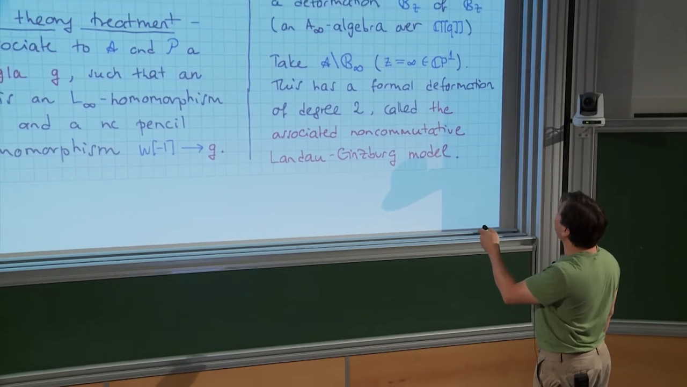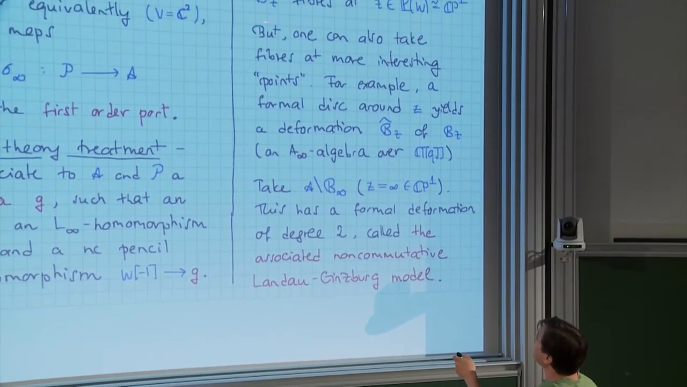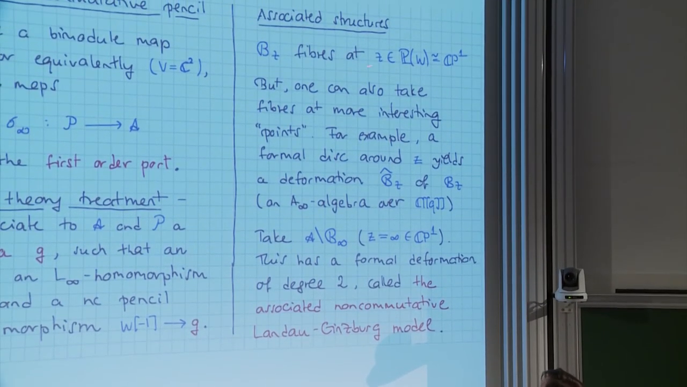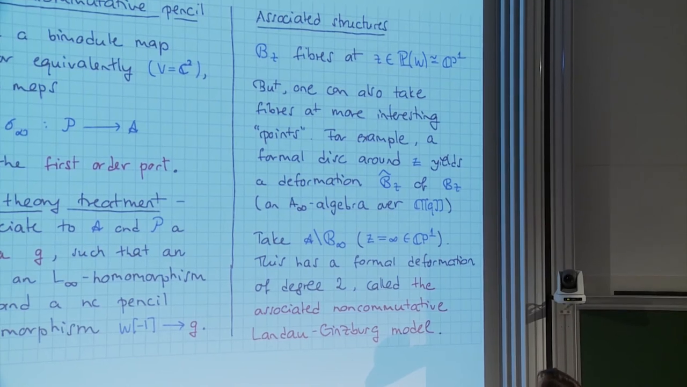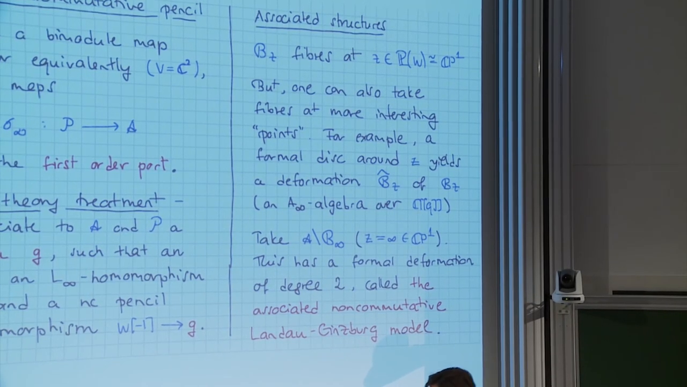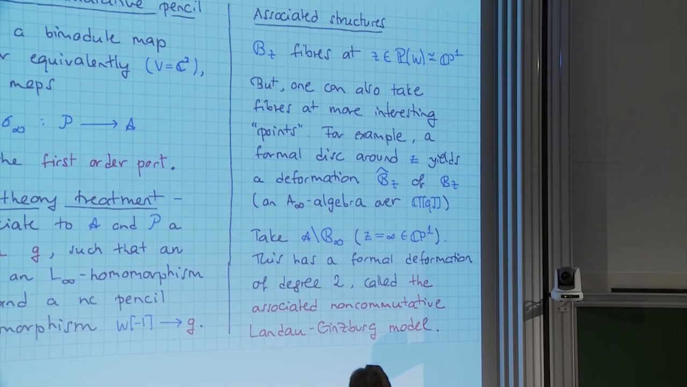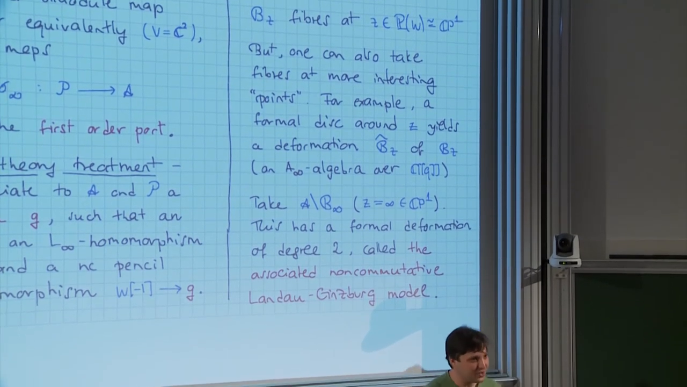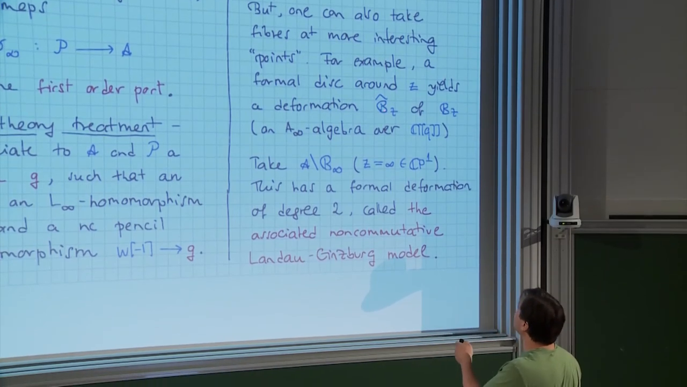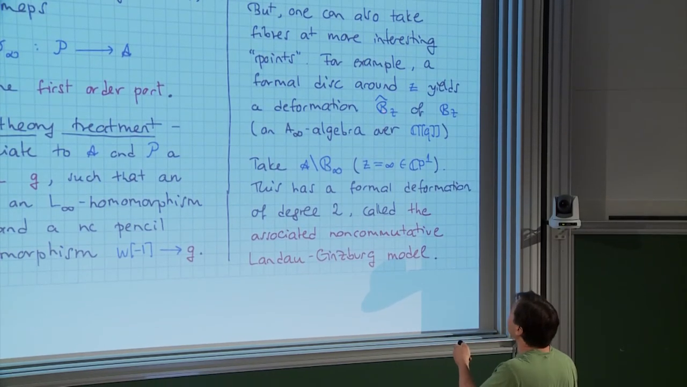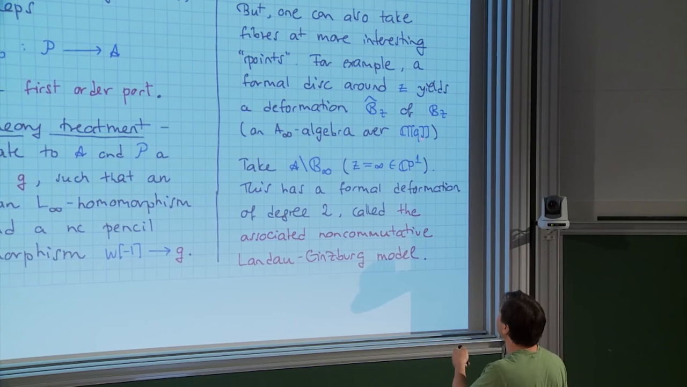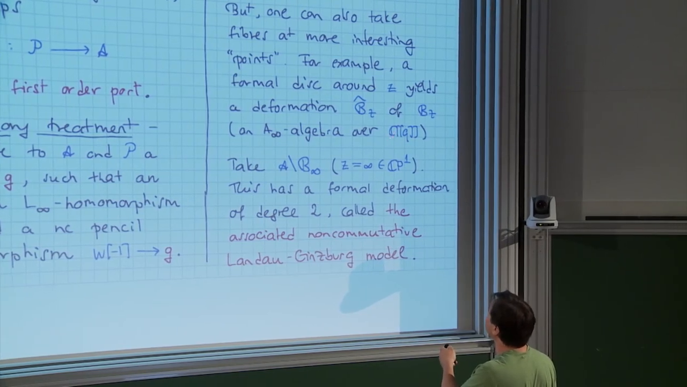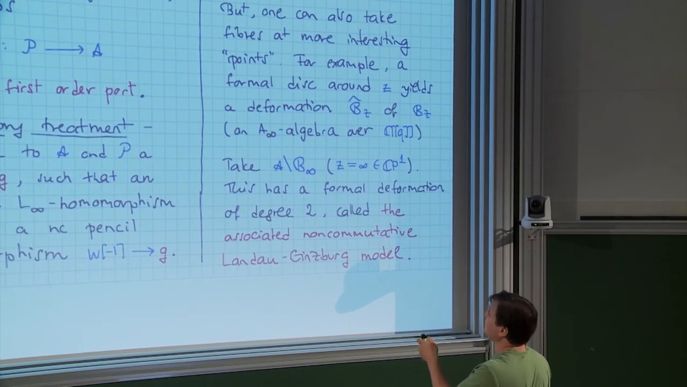Obviously, we have the fiber. There's an A-infinity algebra which corresponds to the divisor associated to any point in CP1, but you can also do more general points. So for instance, instead of considering a single value of z, I can consider a formal disk around some value. And then I get an A-infinity algebra associated to that, which is parameterized by this formal disk and is a deformation of this B_z.